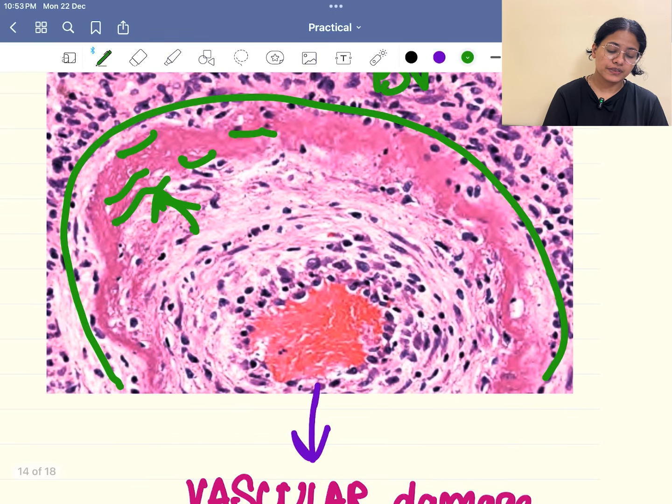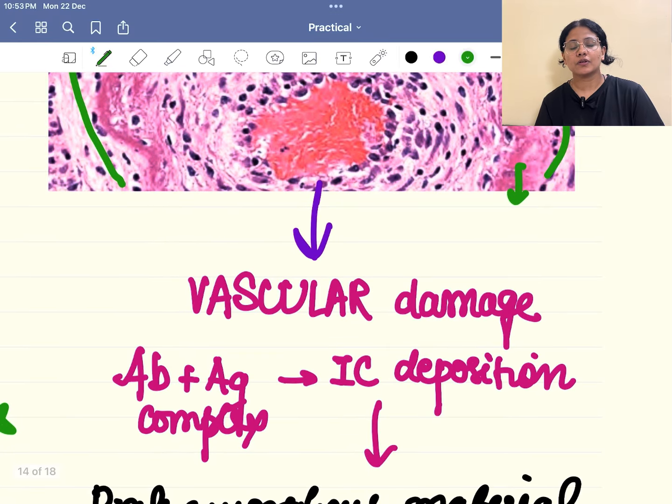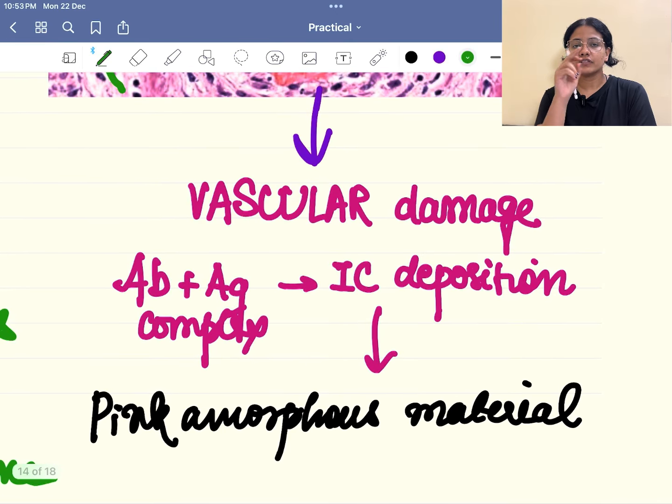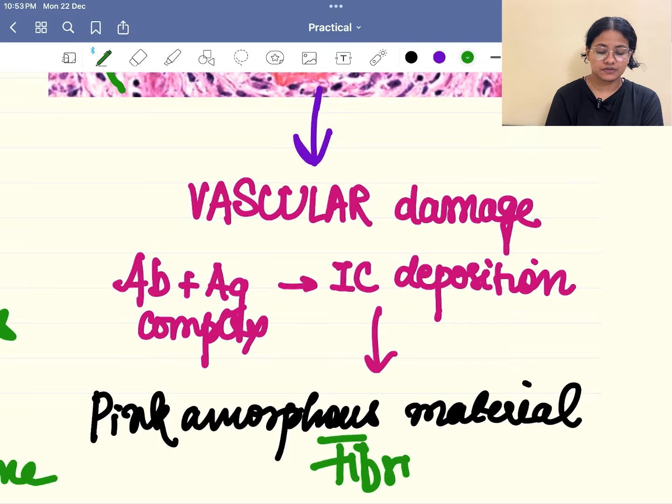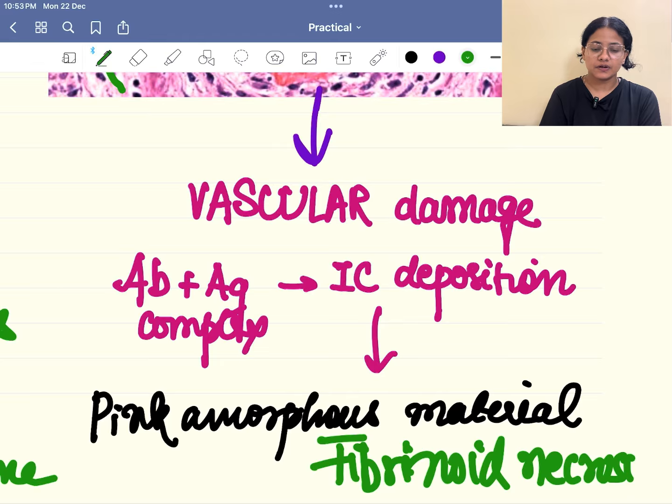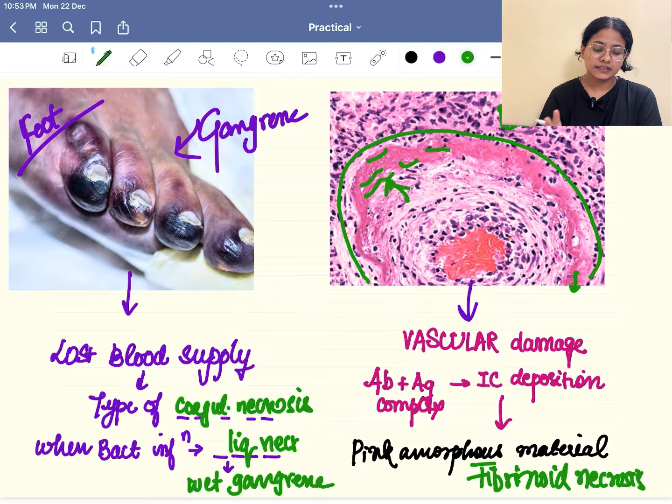Okay, so when there is vascular damage due to immune complexes, what are immune complexes? Antigen-antibody complexes. Because of that there will be deposition of pink amorphous material along the wall of the blood vessel. The internal elastic lamina and everything of the blood vessel will be destroyed, and there will be pink amorphous material, and this type of necrosis is known as fibrinoid necrosis. This is usually seen in vasculitis and everything. So fibrinoid necrosis. Coming to another type of necrosis.